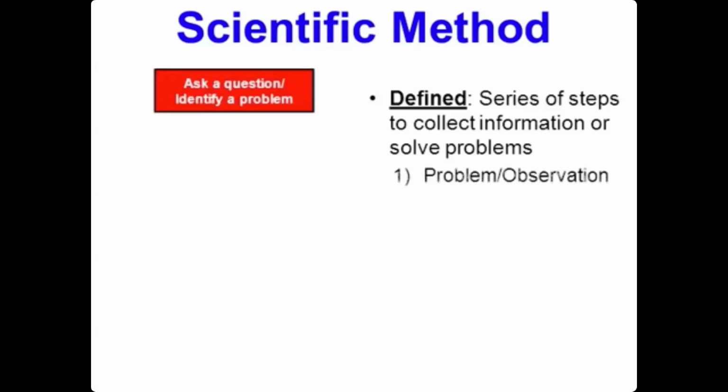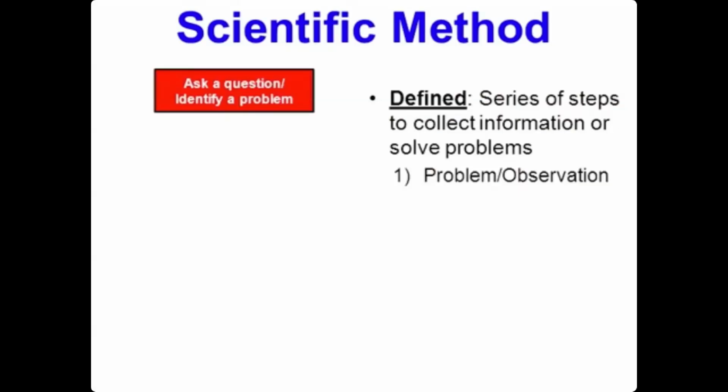So here we have the scientific method. Very general definition of the scientific method: it's a series of steps that we use to collect information and to solve problems. And it begins with number one, asking a question or identifying a problem or making an observation. So we're going to go through a fictional example of this in just a moment.